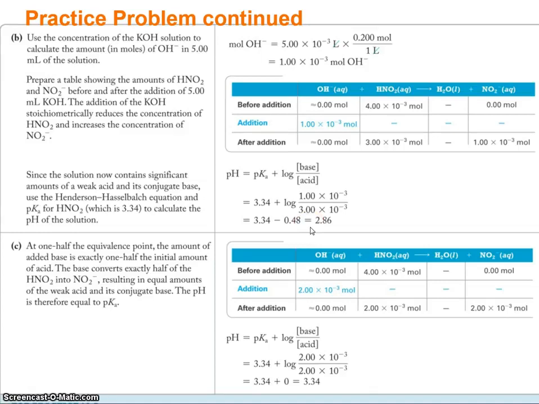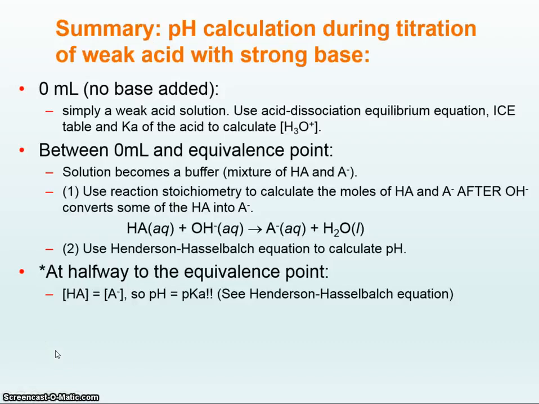So this is in my buffer region. At 1/2 the equivalence point, the moles of conjugate acid and the moles of conjugate base are equal. I've converted half of my weak acid into its conjugate weak base. So same number here, which means that I've got the log of 1. So pH equals pKa.